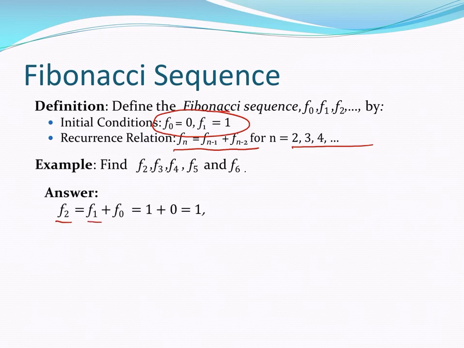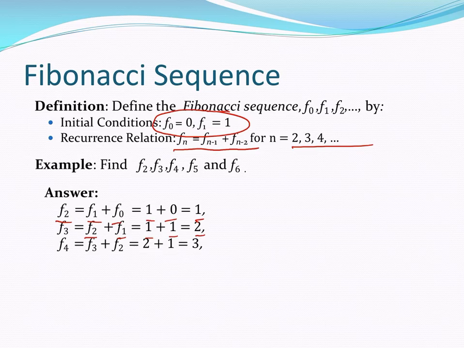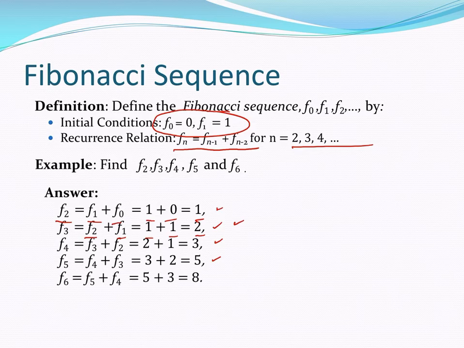All right, let's calculate the Fibonacci series. Well, f2 is equal to f1 plus f0. Initial conditions are 1 and 0, so f2 is equal to 1. f3 is equal to f2 plus f1. That's 1 plus 1. That's 2. f4 is equal to f3 plus f2. That's going to be 2 plus 1. That gives us 3. f5 is equal to f4 plus f3, which is 3 plus 2 to give us 5. And f6 is f5 plus f4. That's 5 plus 3, which gives us 8, and so forth.